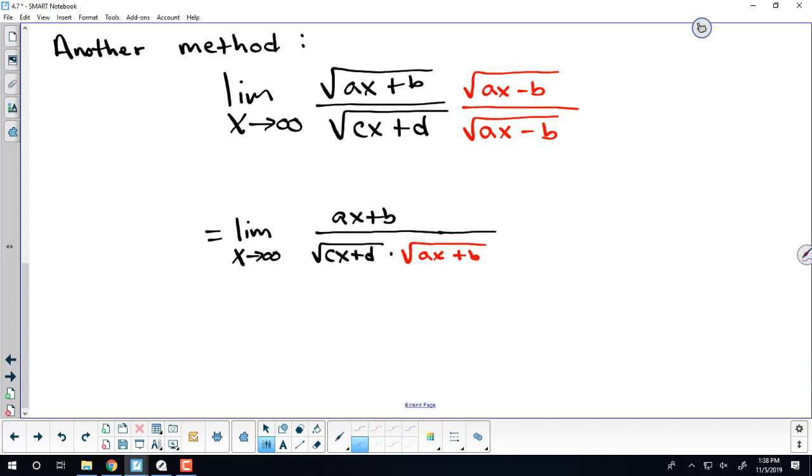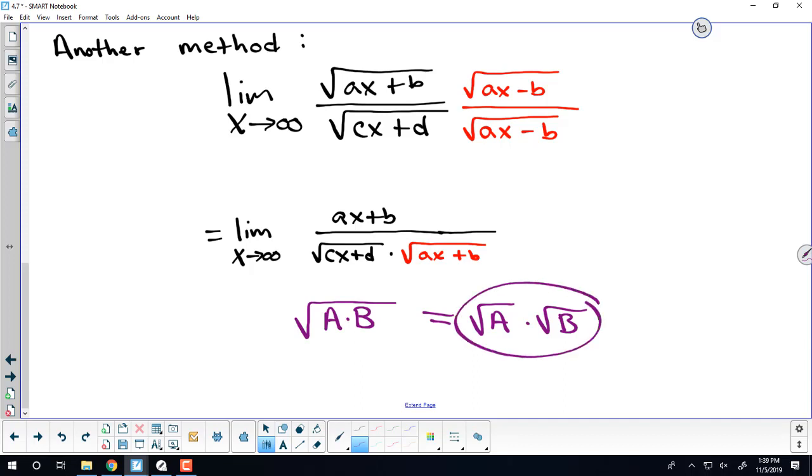How about this? How about if I ask you what's the square root of capital A times capital B? How could we rewrite the square root of A times B? Square root of A times square root of B. Yeah. Square root of A times the square root of B. Is that right? So this is kind of what we're dealing with on the bottom. We could rewrite it as a product under a single root.